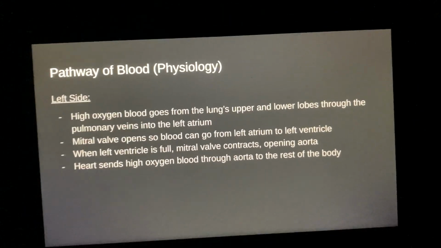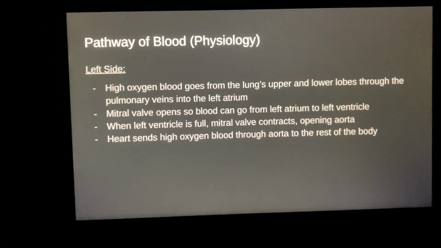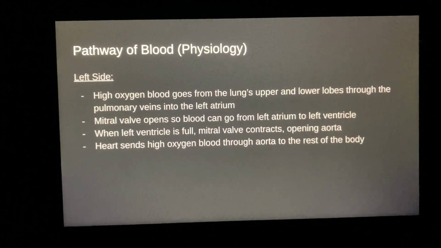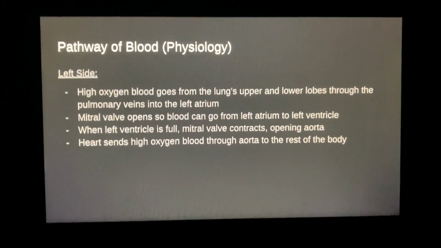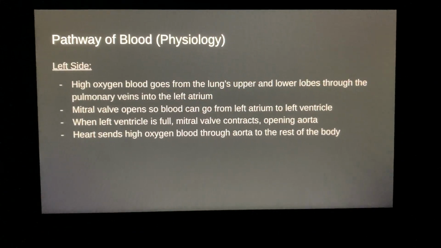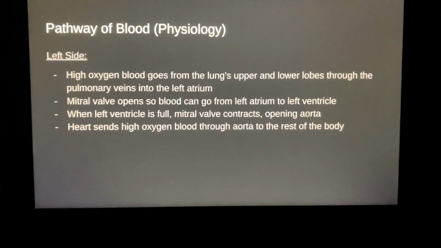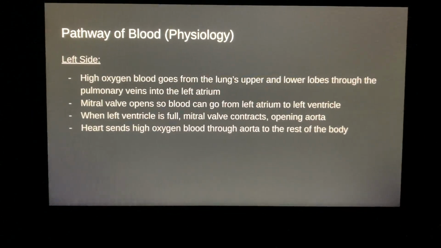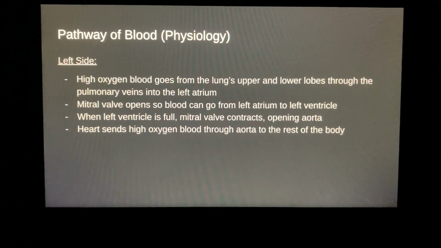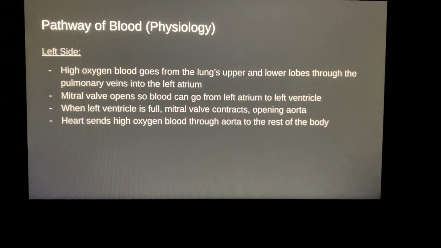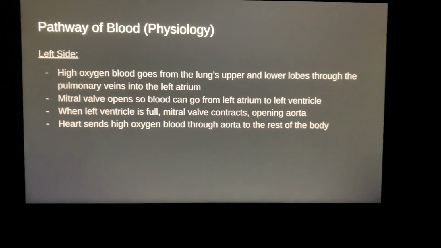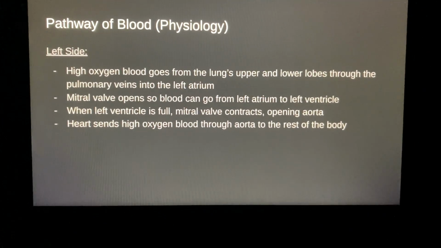While this is all happening, on the left side, high oxygen blood is going from the lungs' upper and lower lobes through the pulmonary veins down into the left atrium of the heart. The mitral valve will open so blood can go from the left atrium to the left ventricle. When the left ventricle is full, the mitral valve will contract, opening the aorta, which the heart will then send high oxygen blood through the aorta of the heart to the rest of the body to repeat this process.